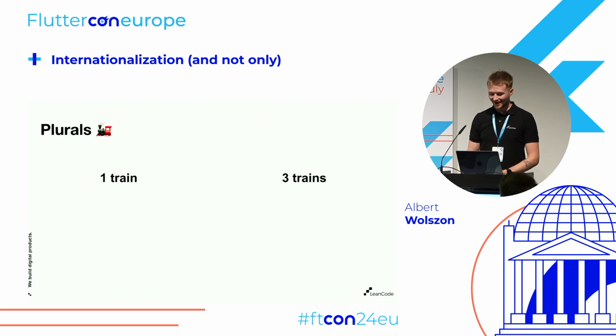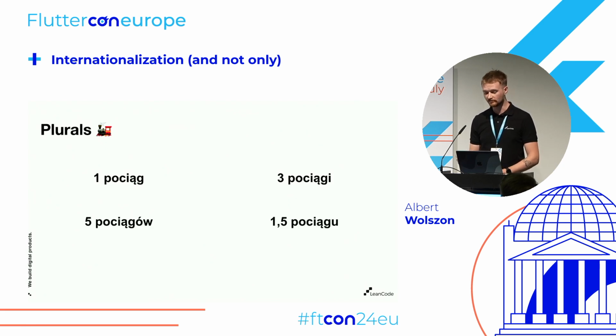Plurals. In English, we usually have at most two variations of a word to express different amounts. So in the example of train, we have either one train or any other amount of trains. We would just put the S at the end. But in other languages, for example my mother tongue, Polish, we not only have 2 variants, but we have 4 variants. So you could see that depending on the number, we have different endings for the word.